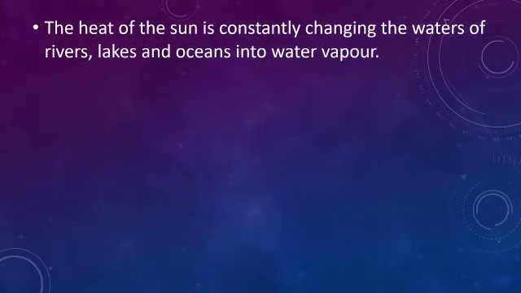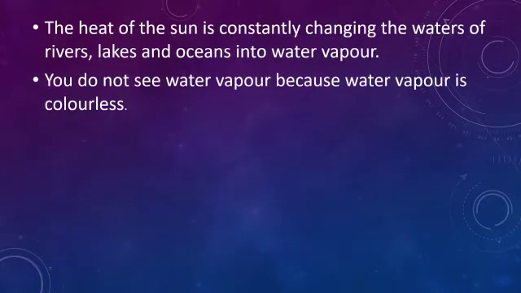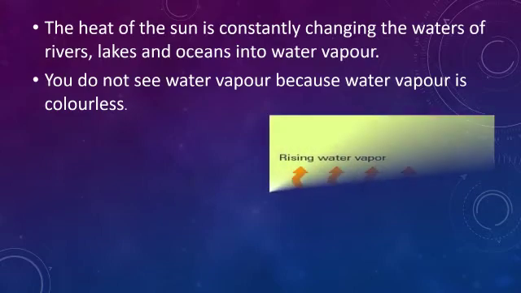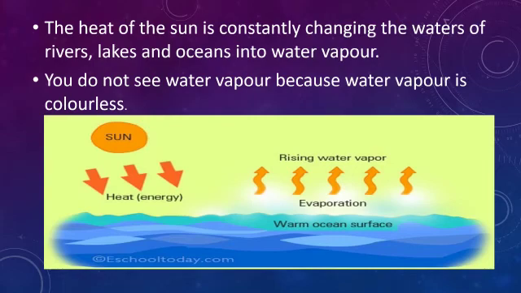The heat of the sun is constantly changing the waters of rivers, lakes, and oceans into water vapor. You do not see water vapor because water vapor is colorless. As it is shown in this picture, in nature, because of sunlight, the waters from rivers, lakes, and oceans changes into water vapor. We do not see water vapor because water vapor is colorless.